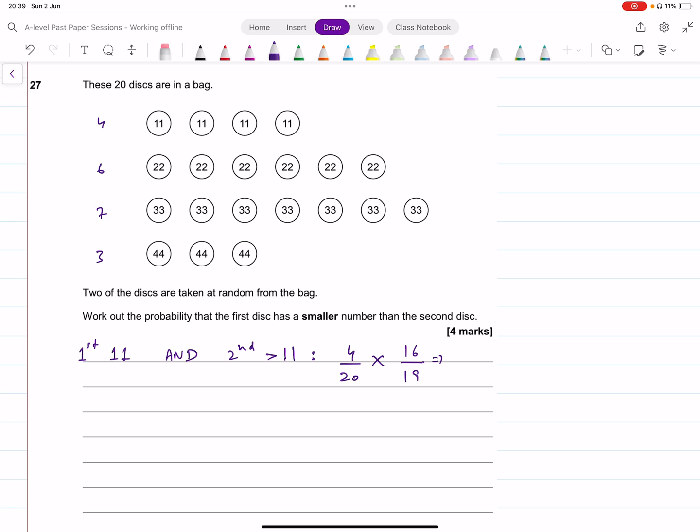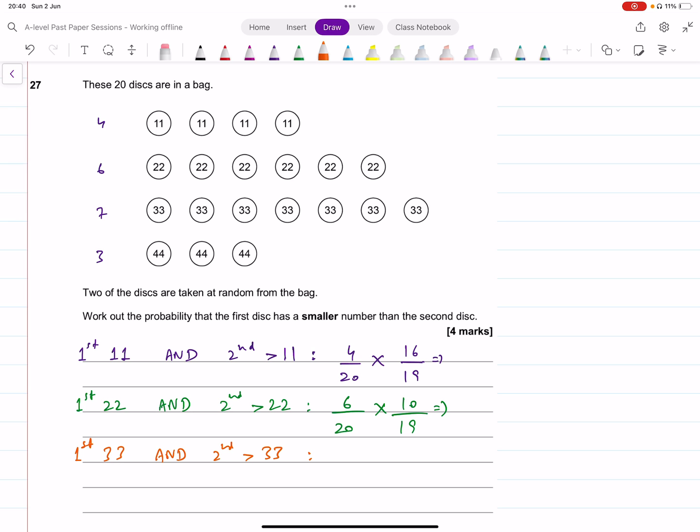And another possibility would be that the first one is not 11, but it's 22. If the first one is 22, then the second one can be greater than 22. What's the probability of the first one being 22? 6 over 20. And the second being greater than 22, that's these two cases. That's 10 out of how many? 19 remaining cases. And then similarly, you can consider the last case. The first one is a 33, and then the second one is a 44, right? Because greater than 33 is just 44.